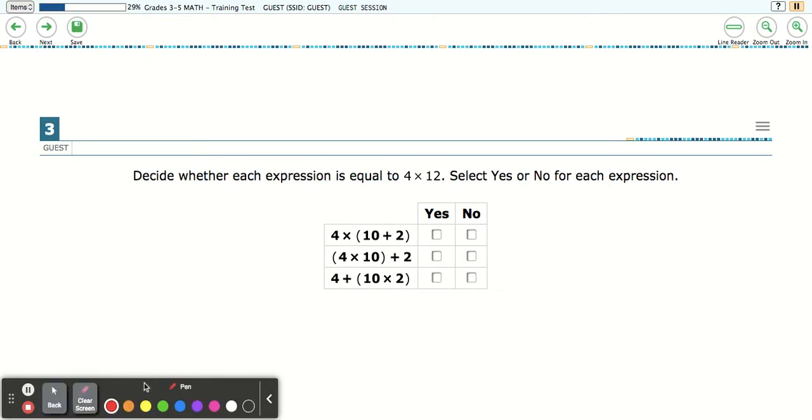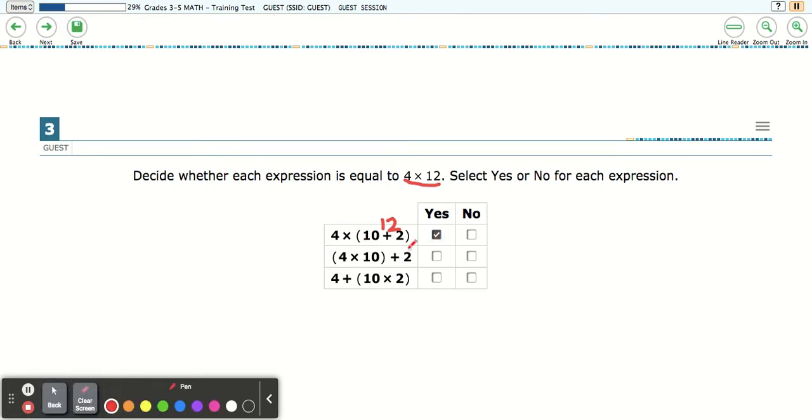And again, I strongly suggest you write these down on your paper. So I would do 10 plus 2 is 12. And then I end up with 4 times 12. Is that equal to 4 times 12? It is. So I'm going to click yes. Do you notice how I didn't have to actually solve 4 times 12? I just had to see if the expression equals 4 times 12.